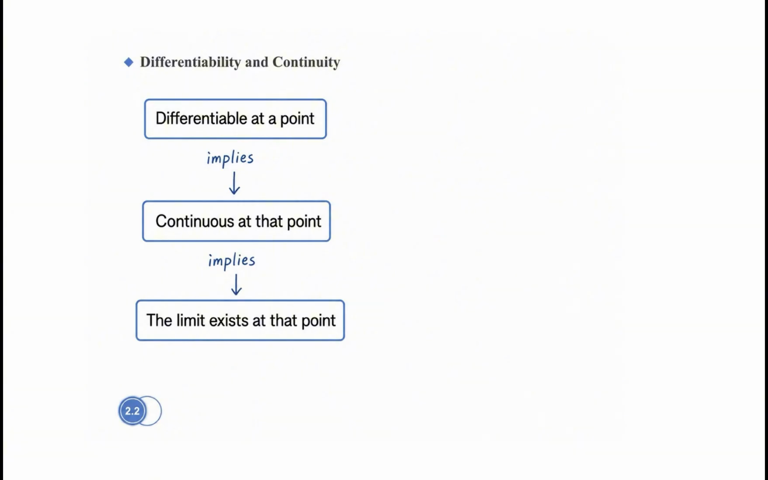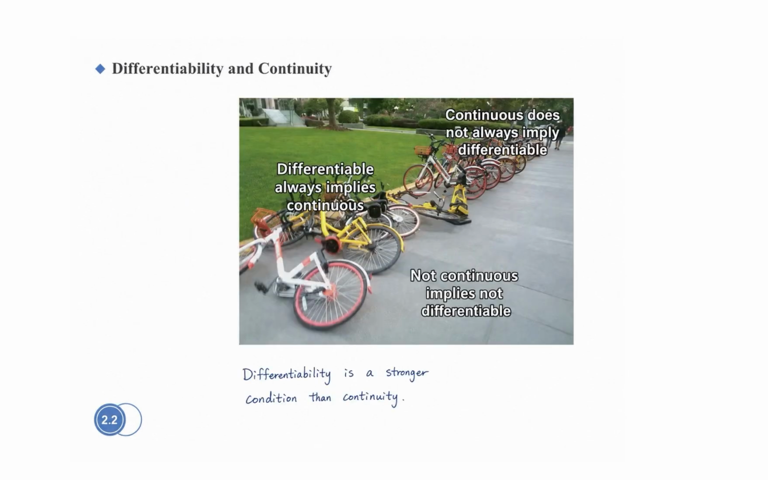So the direction is differentiable, continuous, and limit exists. But we have to be careful. The reverse is not always true. A function can be continuous, but not differentiable. So continuity is required for differentiability, but continuity alone is not enough. So if a function is differentiable, then it is definitely continuous. That is like the first bike knocking down the next one. But continuous does not always mean differentiable. A graph can be connected without having a clear tangent slope at a point. And if a function is not continuous, then it cannot be differentiable. Differentiability is a stronger condition than continuity.